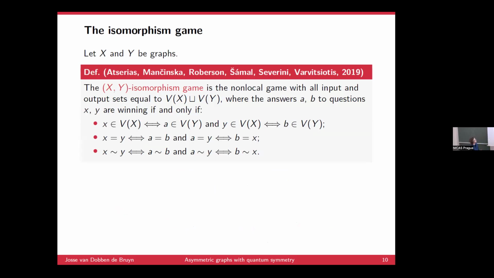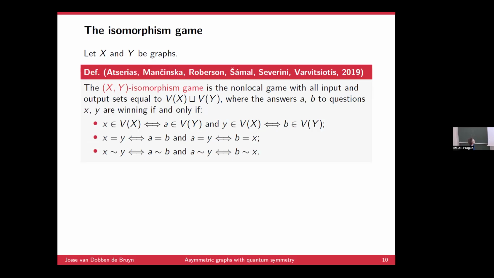Alice and Bob are each asked a vertex in either of the two graphs, and they need to respond with a vertex in either of the two graphs in such a way that their answers are consistent with an isomorphism, but only locally. So by this I mean, first bullet point, if Alice is asked a vertex in X, then she must respond with a vertex in Y. And if Bob is asked a vertex in X, then Bob must respond with a vertex in Y, and vice versa.